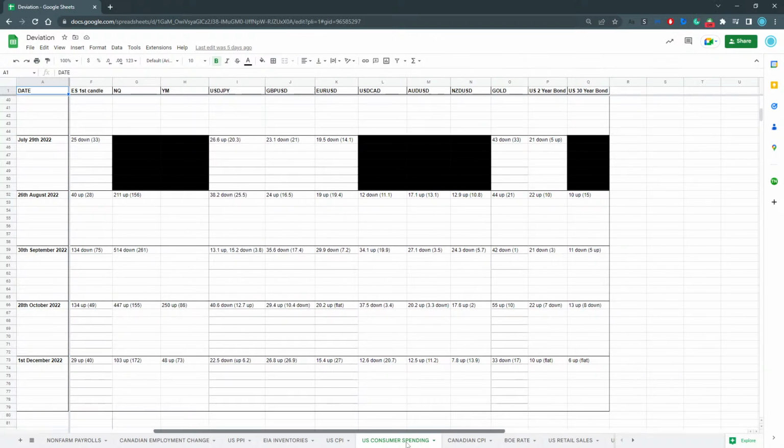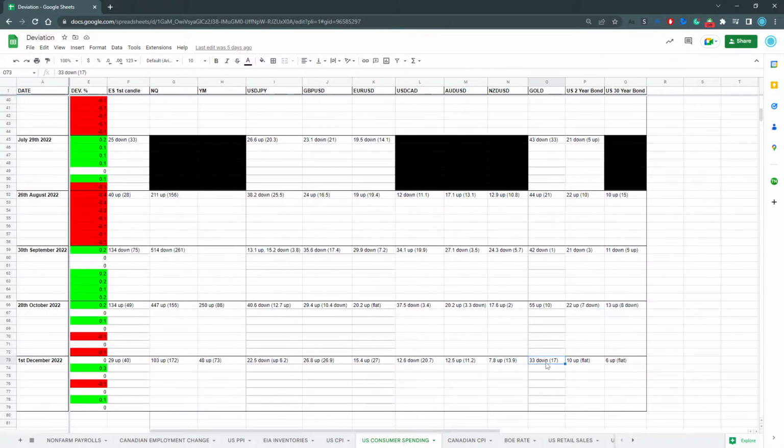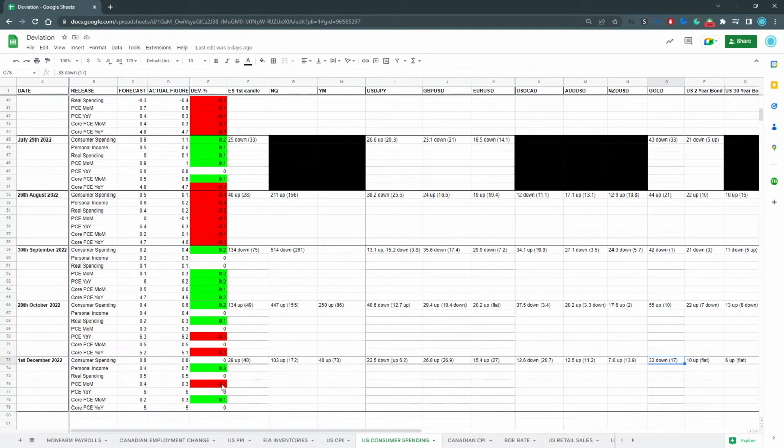Now, if we're looking at gold as well, last time round the data was mixed. Really didn't see that much of a movement occurring. Even the bonds ended up flat. It was 10 ticks up on the 2-year bond, and after about 10 minutes of trading, it ended up flat, as did the 30-year bond price. But again, that's because the data was more mixed. There was no clear direction.